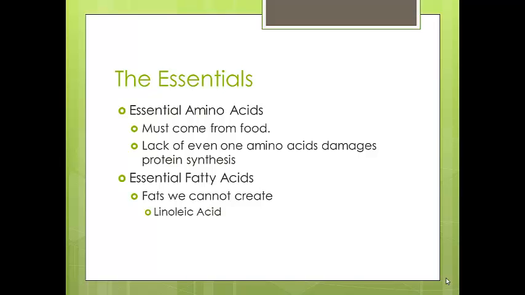Essential fatty acids are fats we cannot create. One example of this is linoleic acid. It is an unsaturated fatty acid that's needed by mammals to synthesize other unsaturated fatty acids. The fatty acids that are created from linoleic acid are a strong component of several signaling molecules. A deficiency in this acid can cause problems such as infertility and impaired lactation.